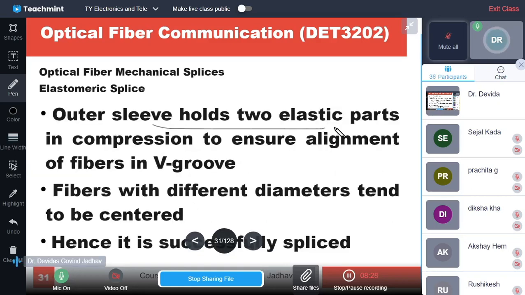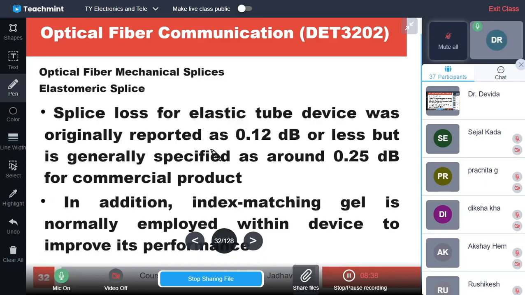The outer sleeve holds the elastic parts, and compression is ensured to align the fiber in the V-groove. Fibers with different diameters can be connected and successfully spliced, and it can offer 0.12 dB and 0.25 dB for commercial products in the field. If index matching material is used, it can give a further reduction in the loss.